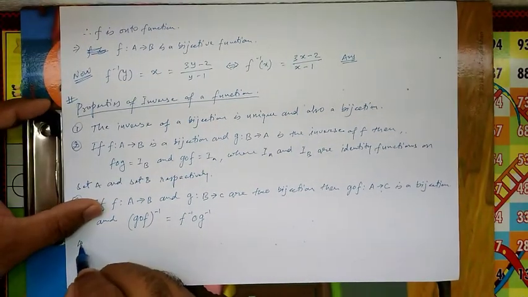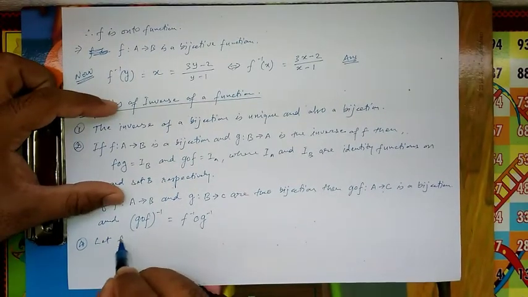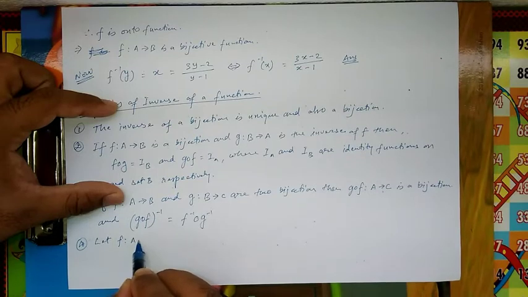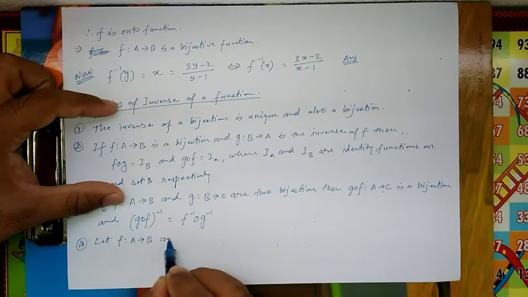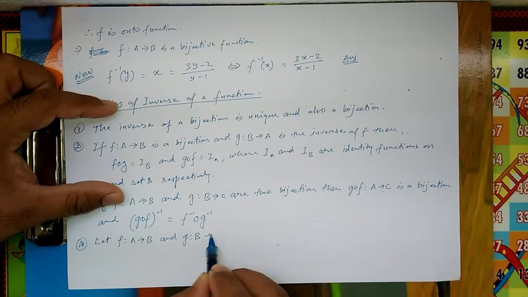Number 4, let f be a function from A to B and g be a function from B to A.